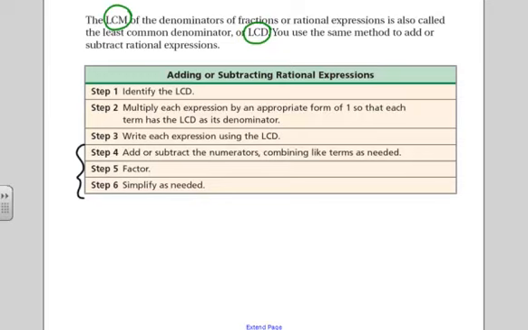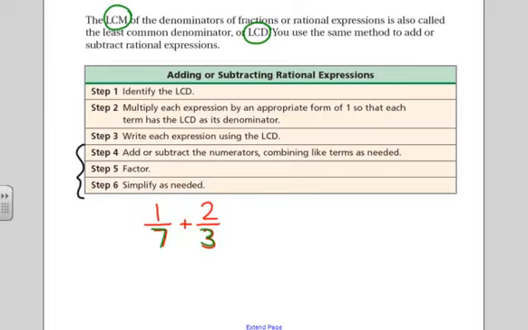So before we get into rationals with variables, let's do this with real numbers. If I told you to add 1/7 plus 2/3, before we can add those up, we need to find the LCD. So you look at your two denominators, 7 and 3.